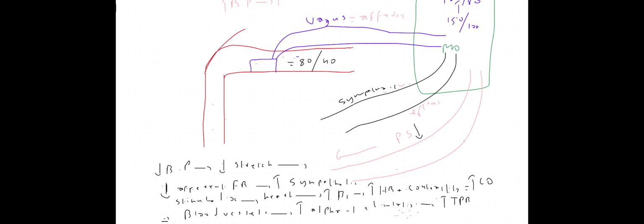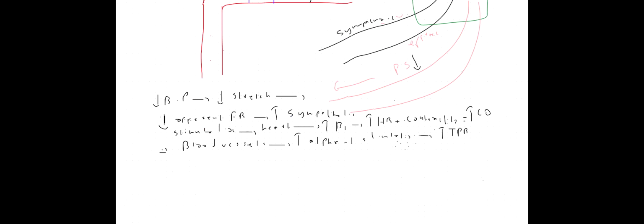So there are two locations of baroreceptors. One is called the aortic arch and the other location of baroreceptor is your carotid arteries. In the carotid artery, it's located at the bifurcation of the carotid artery, when your carotid artery divides into internal carotid and external carotid.